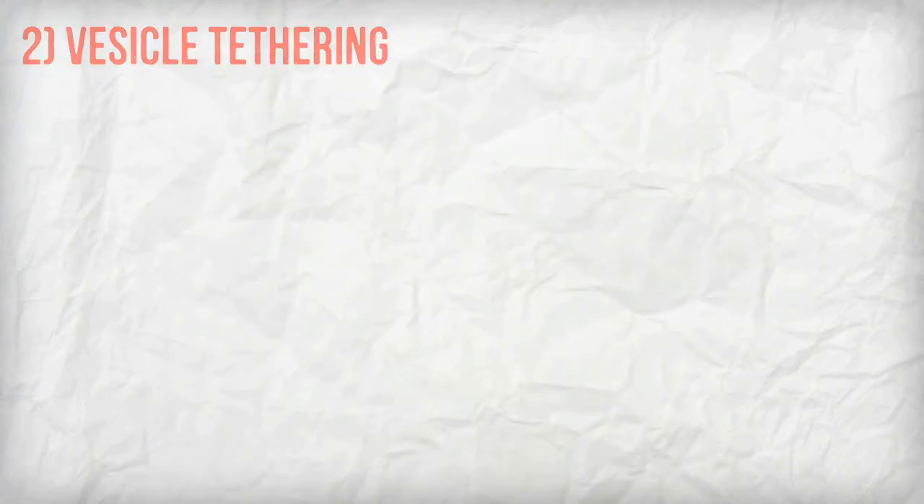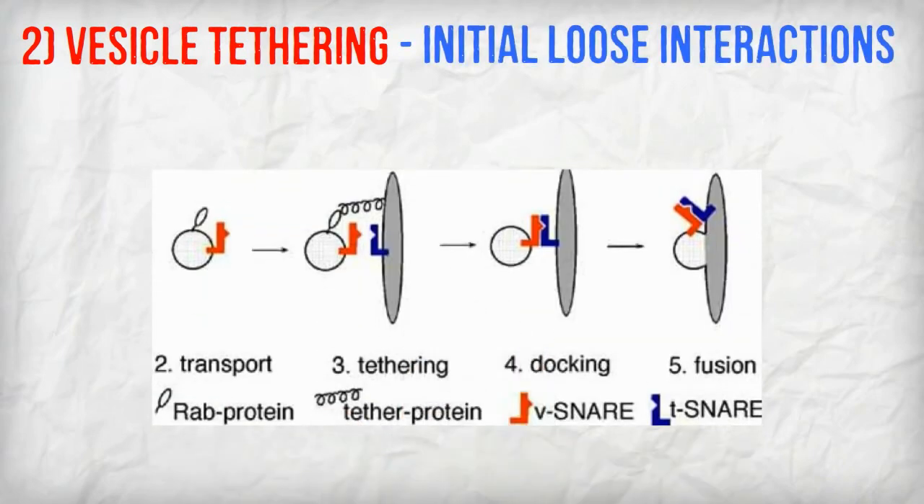Number 2. Vesicle tethering. Tethering involves the initial loose interactions between a secretory vesicle and exocytotic sites on a target membrane. This occurs over distances of more than half the diameter of a vesicle from a given membrane surface, averaging greater than 25 nanometers. Mediated by fibrous rod-shaped tethering proteins, they are able to form a weak bridge between the two membranes, holding them in close proximity.